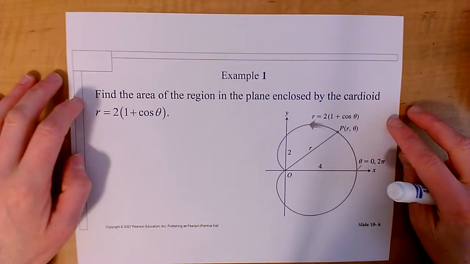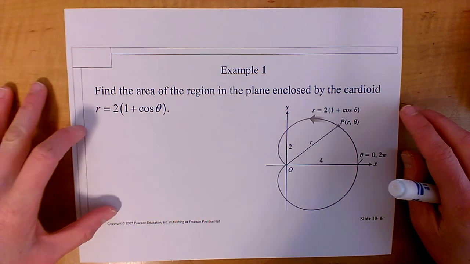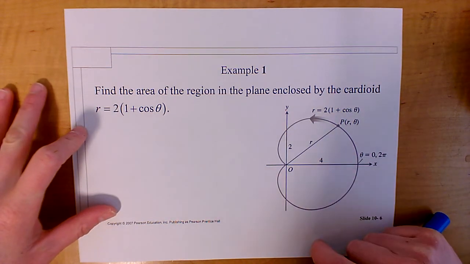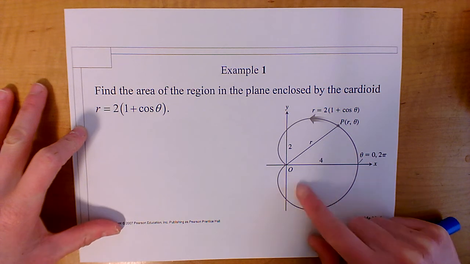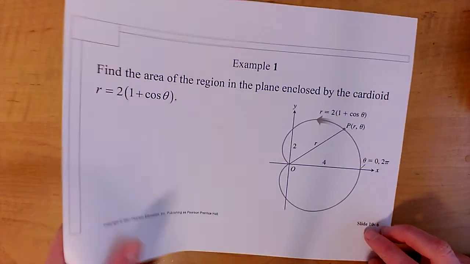So for example 1, we want to find the area of the region in the plane that's enclosed by this cardioid right here. And the function for this, r, is 2 times 1 plus cosine theta. Okay, so the area inside this heart-like shape.